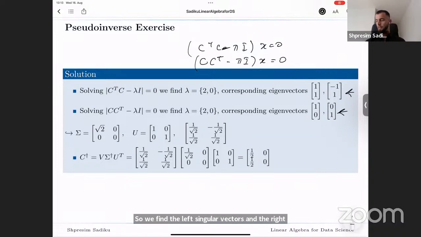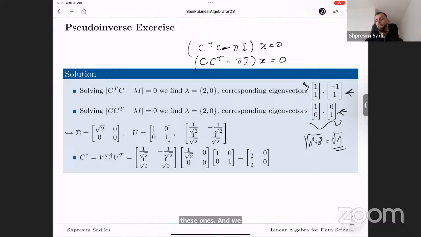We normalize them. These are already normalized. So we have (1, 0) and (0, 1), so their length is 1 squared plus 0 squared. So they're already normalized. We just need to normalize these ones. And we take the square root of 2, which is the square root of the singular value of C transpose C, and find the dagger of C.